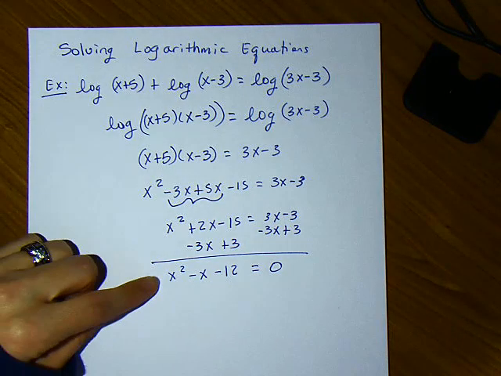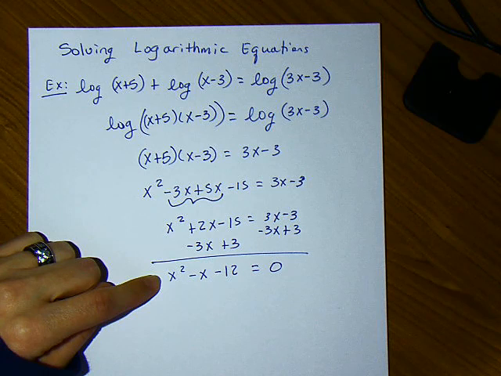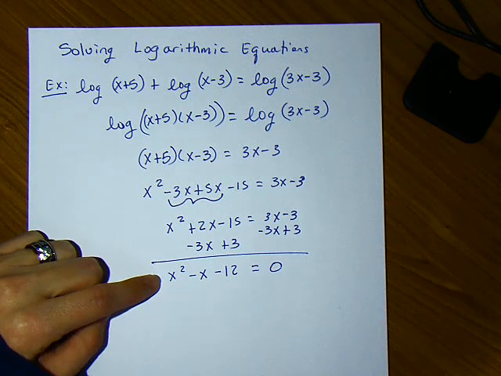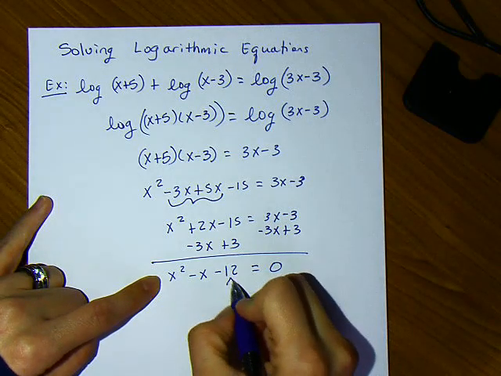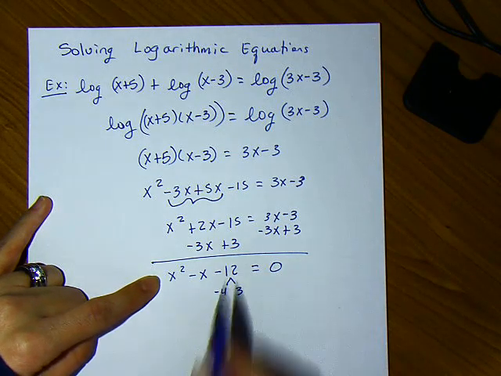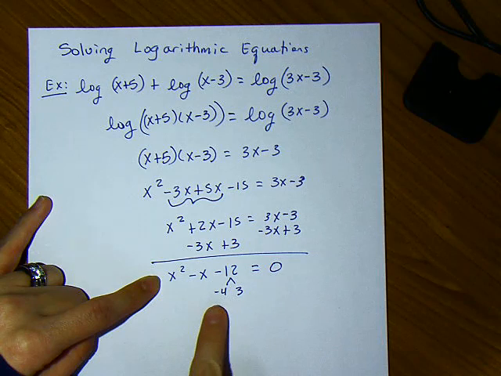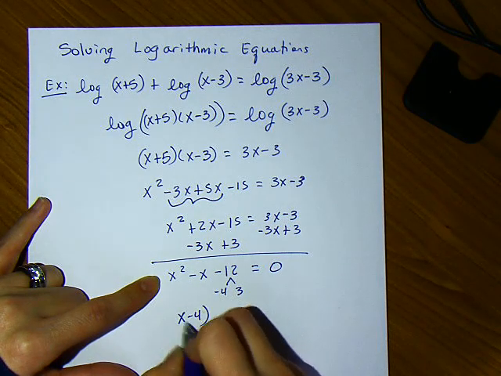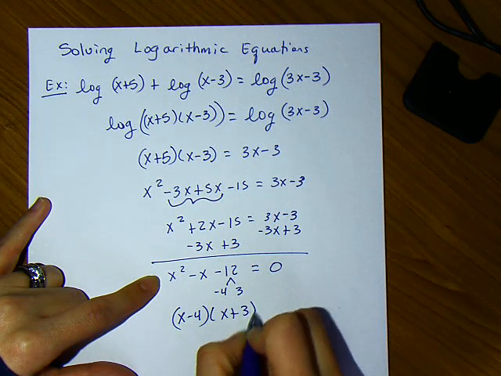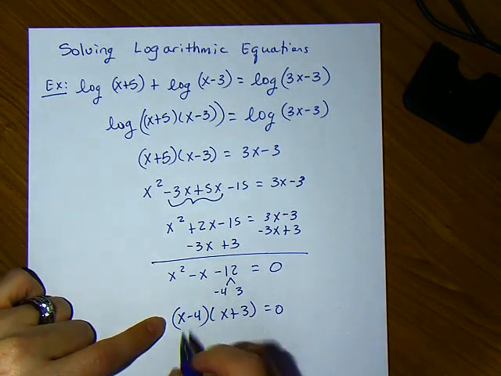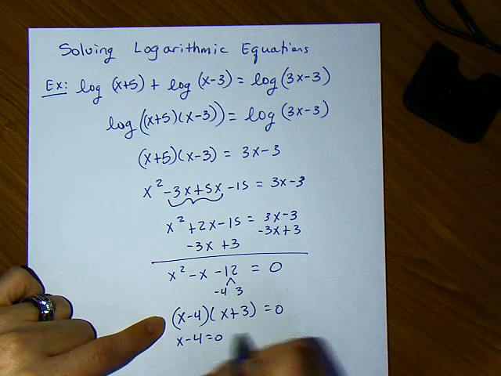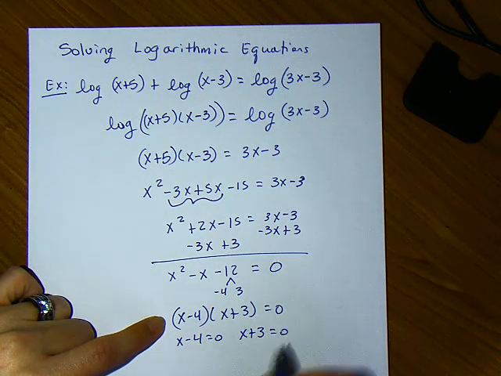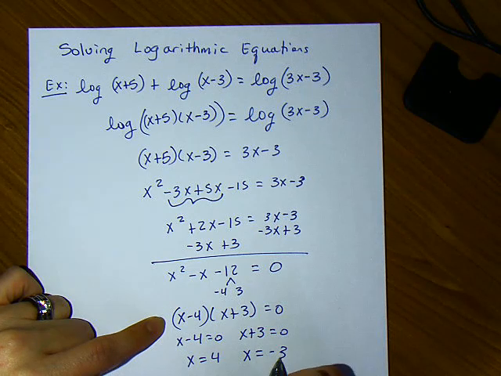And now you can take it from here, whether you want to factor or you want to use the quadratic formula. You'll end up with the same answers in the end. I do see that this one is factorable. If I multiply negative 4 times 3, I do get negative 12. And if I add negative 4 and 3, I get negative 1. So this factors into x minus 4 and x plus 3. And now to solve that, set each equation equal to 0. And I get x is equal to 4 and x is equal to negative 3.